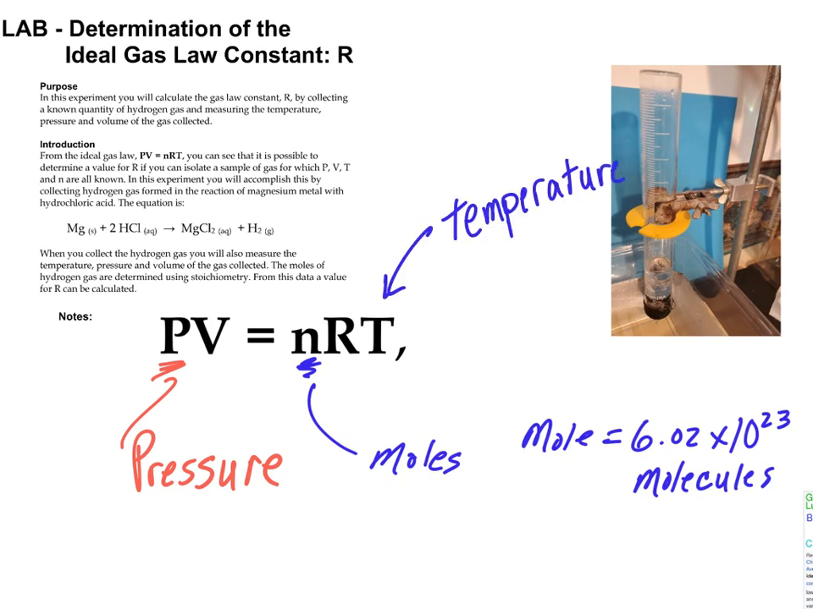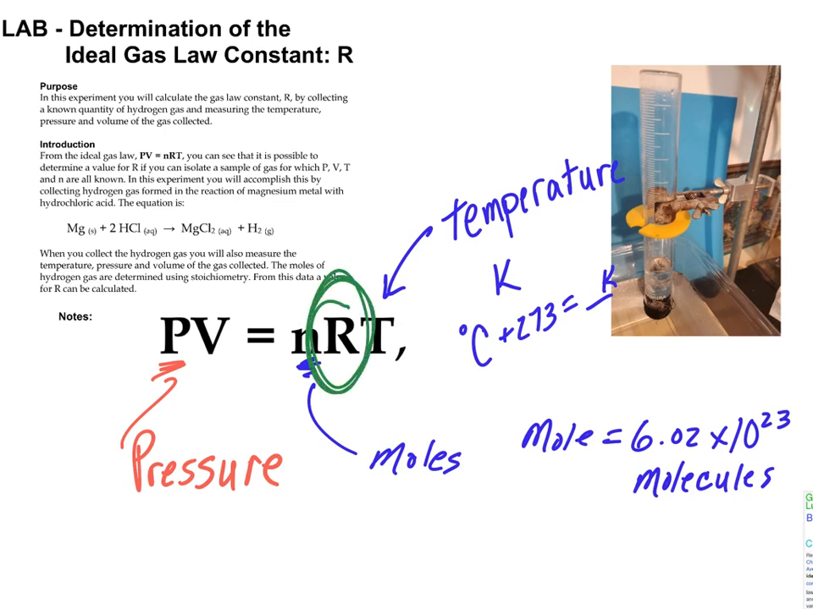T in the equation stands for temperature, and we're going to measure that in Kelvin. Now remember, we're probably going to actually measure it in degrees Celsius, and then we're going to add 273 to turn it into Kelvin temperature. Remember, Kelvin does not have the degree symbol because it's an absolute scale. So T is measured in Kelvin.